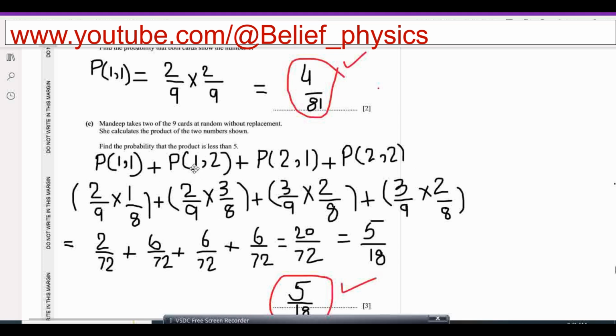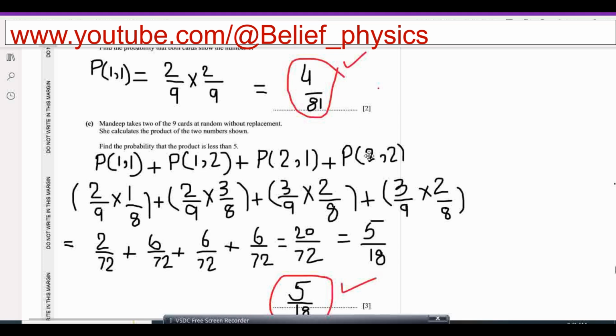The probability of taking a 1 card the first time is 2 over 9, and for the second card, the total number of 2 cards is 3, so it remains 3, but the total number of cards is reduced by 1 because one card is already taken, so it is 3 over 8. So the probability of 1 comma 2 is 2 over 9 into 3 over 8, plus the probability of choosing a 2 card the first time, 3 over 9, into the second card being a 1, which is 2 over 8, because the total number of 1 cards is 2 but the remaining cards are 8 now, because one has already been taken.